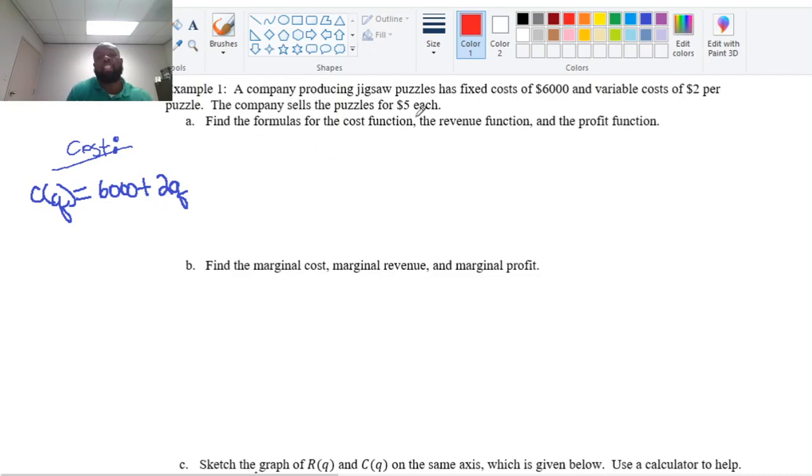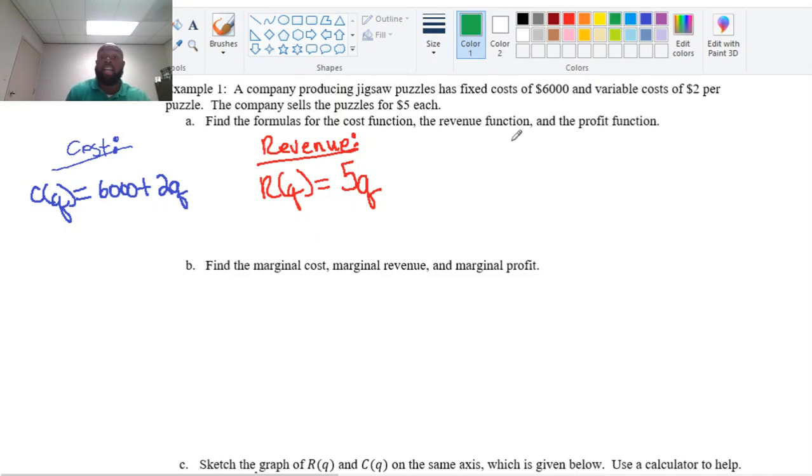My revenue function: revenue equals, remember, price times quantity. And so revenue is R of Q. I sell for $5 each, so my selling price is $5 per item. I multiply by the number of items that I sell, which will be Q, and I calculate my revenue by multiplying those together. I get that right there.